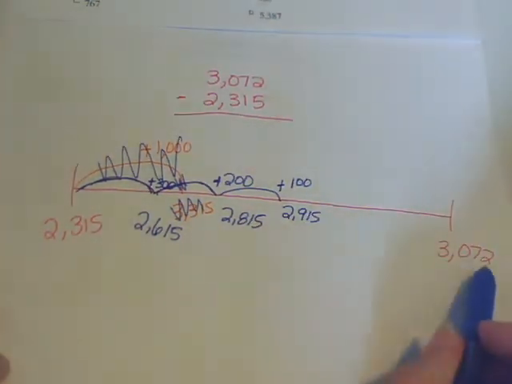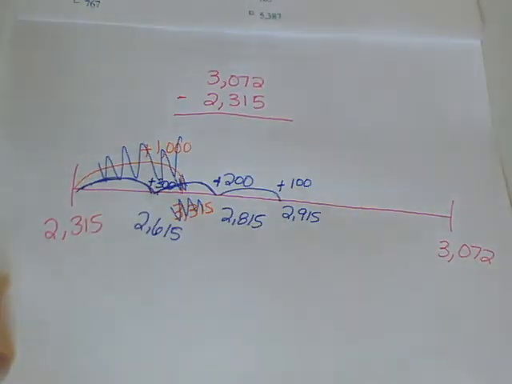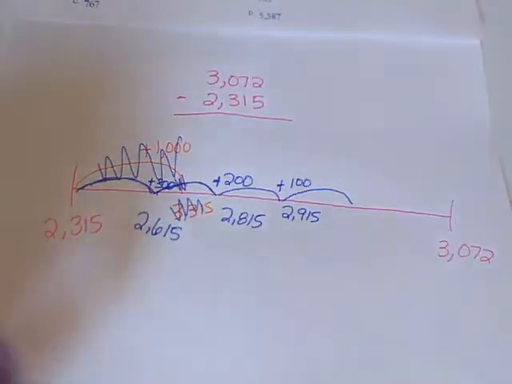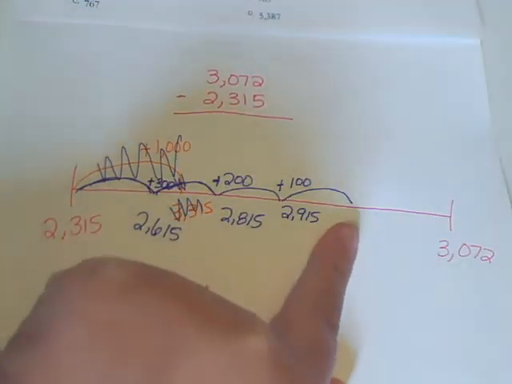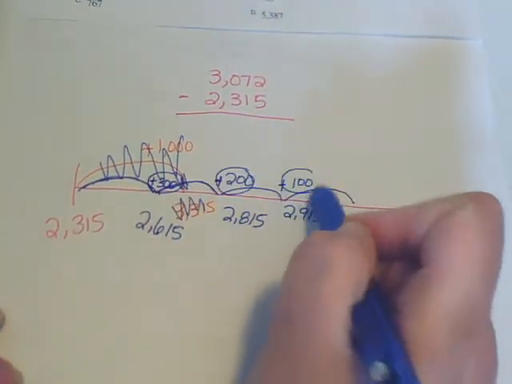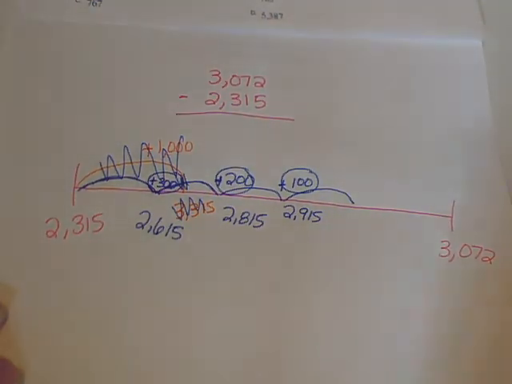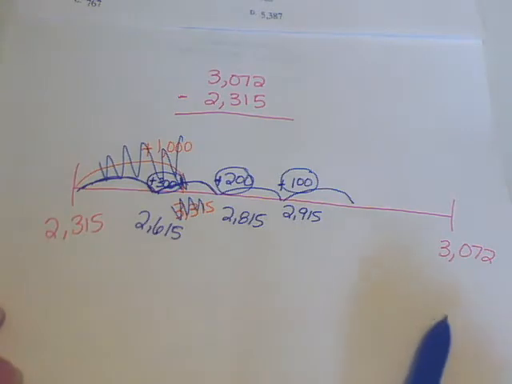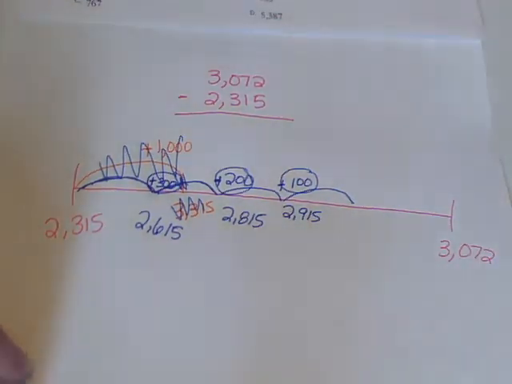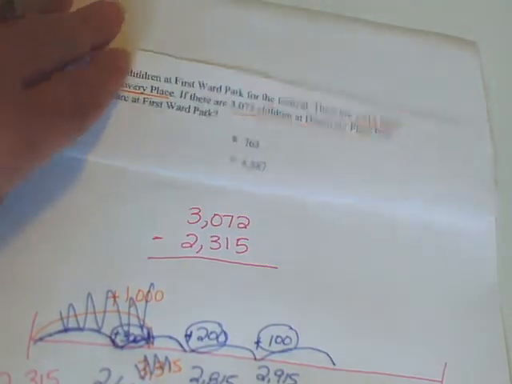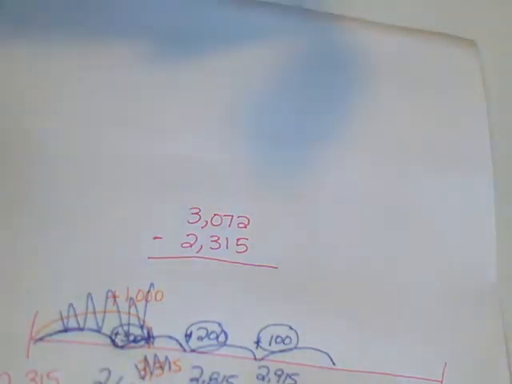Okay. I've still got to go until I get to 3,072. So I'd figure out what more do I want to add. And I would end up taking these numbers and adding them together, and that would tell me how much it took me to get from 2,315 to 3,072. Or you could just do the simple lining up the place values and subtracting. Either one works. Let's look at the next problem.